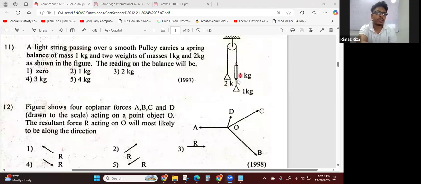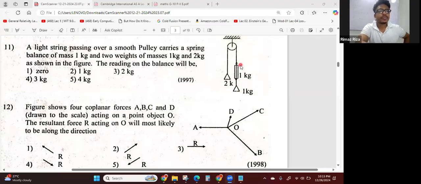Some students may put F equals ma and try to find the acceleration and all. But the first thing you have to understand is the system is in equilibrium, because this side total mass is 2 kilogram, and this side total mass is 2 kilogram. So the problem will be easy. If you didn't realize that in such a question, you will be in trouble, because you will waste time writing the equation and finding the acceleration for nothing, because it is not accelerating.